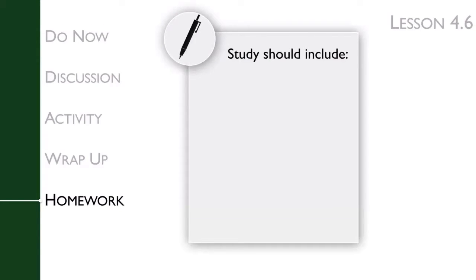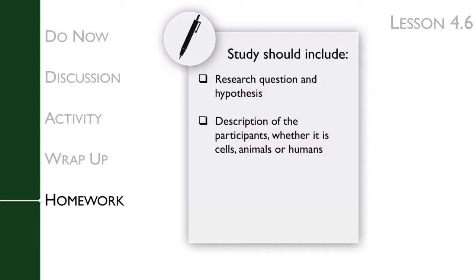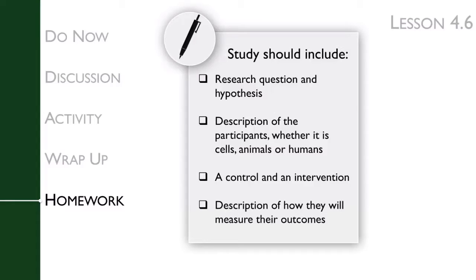Their study should include a research question and hypothesis, a description of the participants, whether it is cells, animals, or humans, a control and an intervention, and a description of how they will measure their outcomes. The goal here is not to have students research and find a molecule that will alter the biochemical processes of the reward pathway, but just let them use their creativity to think about how the reward pathway can be used in a treatment.